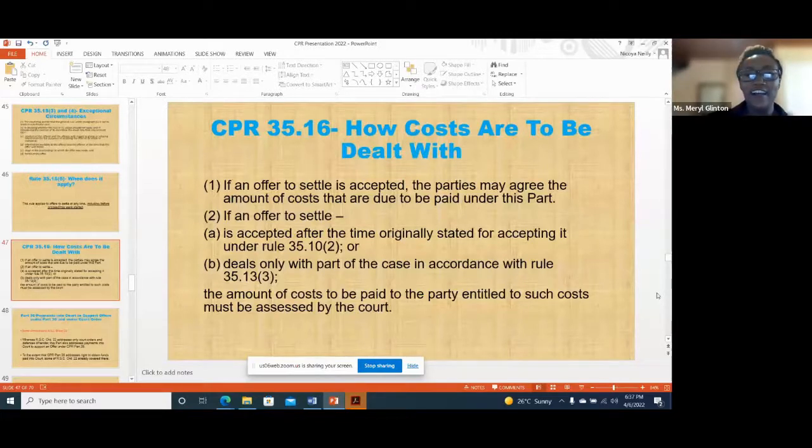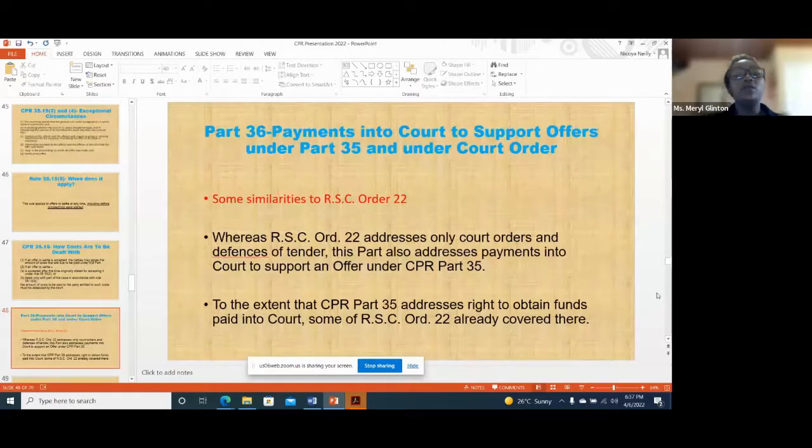Okay, so unless there are any other questions, and again, don't expect that this is going to be easy in this moment. You will have to take some time with it. But we're going to move on to Part 36, if I can have the next slide. And here we deal with payments into court in support of offers under Part 35 and under court order. You will see that it also deals with defenses of tender. In general, this part is very similar to Order 22, but Order 22 only addresses court orders and defenses of tender. And because Part 35 is new, there are some provisions in here that specifically address payments in support of that.